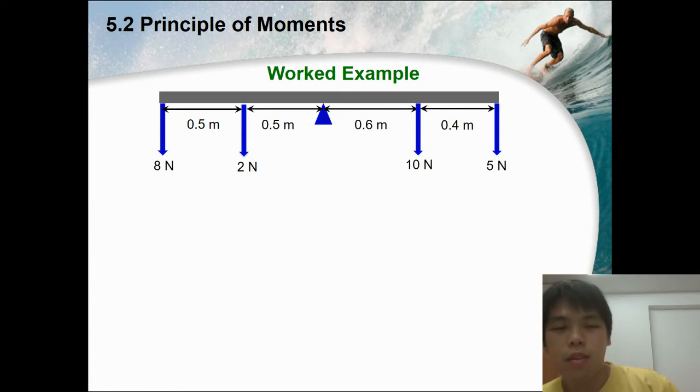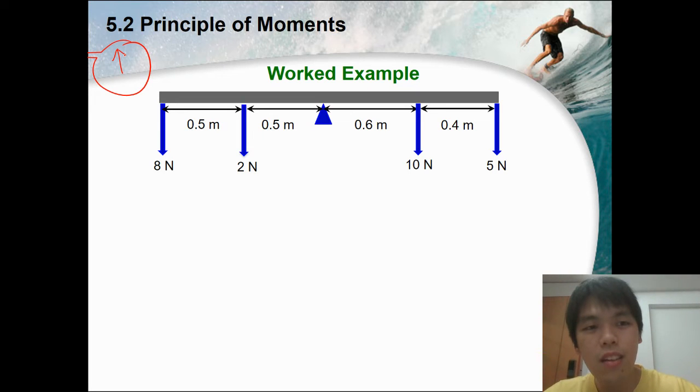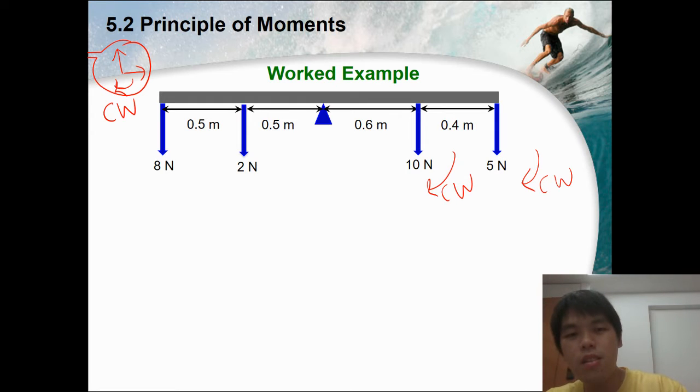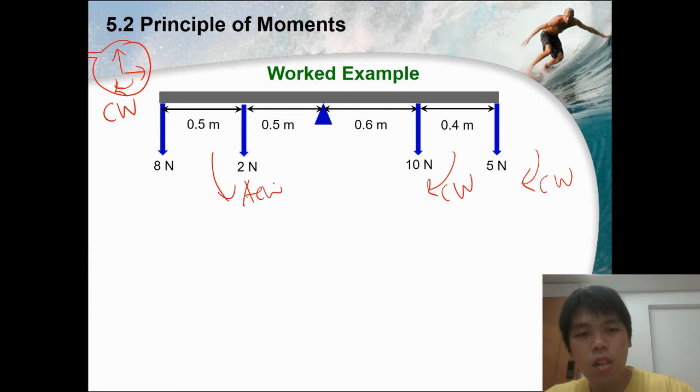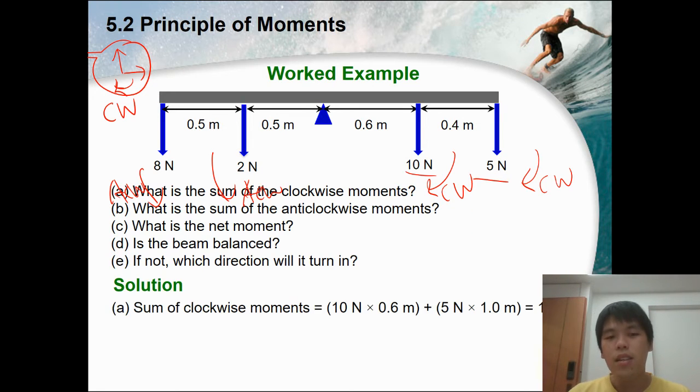Let's take a look at an example. So this is a very good example. This we can sum now. So exciting, we can sum now. There is a clockwise and there's an anti-clockwise. Which is the clockwise? Remember your clock. I'll draw the clock out here again. So this is clockwise. It turns this way. This one can turn here. This is clockwise. This is anti-clockwise. Okay, so first question. What is the sum of the clockwise moments? There is this one and this one. So let's calculate. We take 10 times 0.6 m from the pivot.